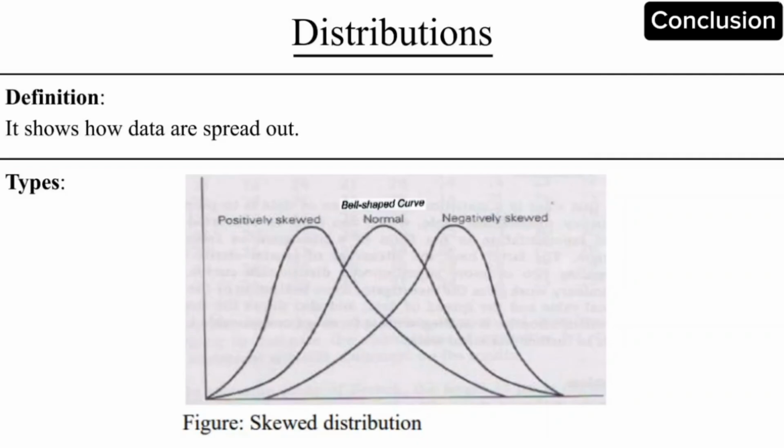Next, we have distribution. It shows how data are spread out. In the figure of skewed distribution, we can see three types. The first one in the middle is normal, or we can call it a bell-shaped curve. On the right side, we can see negatively skewed, and on the left side, we can see positively skewed.